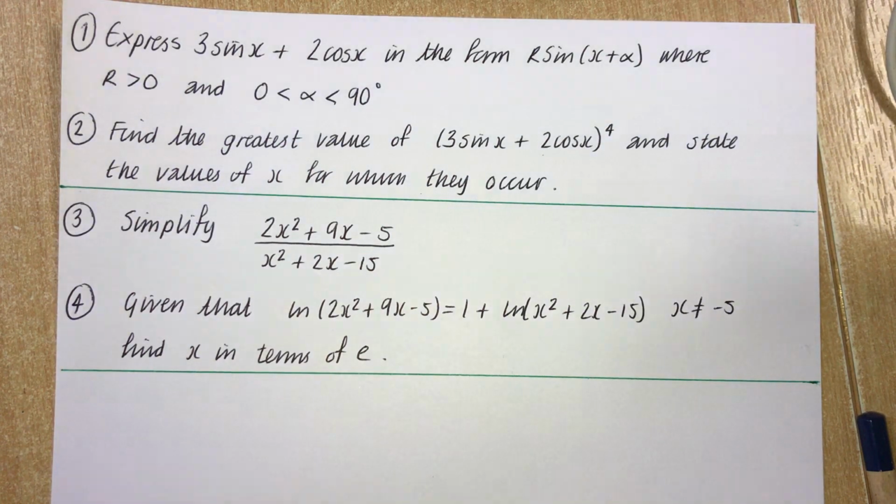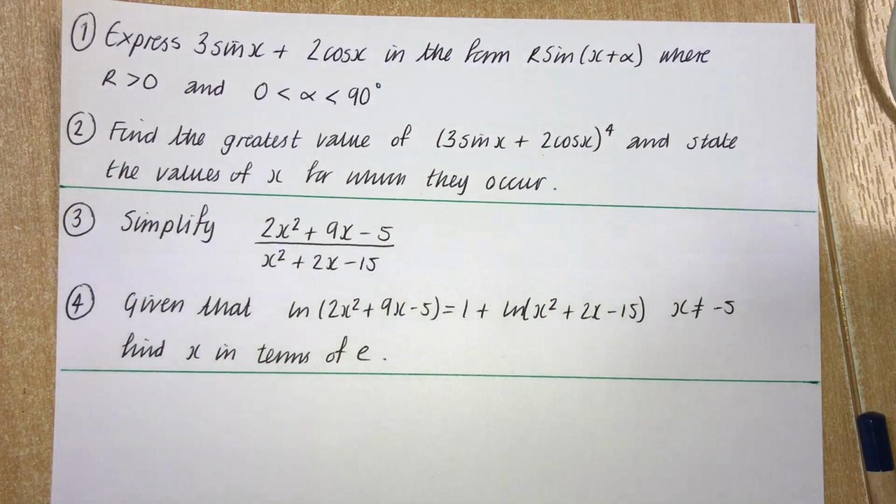Here are some starter questions. Question number 1. Express 3 sin x plus 2 cos x in the form r sin(x plus alpha), where r is greater than 0 and alpha is between 0 and 90 degrees. Number 2 follows on from that. Find the greatest value of (3 sin x plus 2 cos x) to the power of 4 and state the values of x for which it occurs.